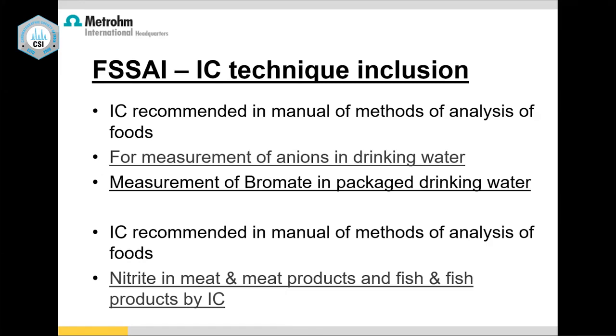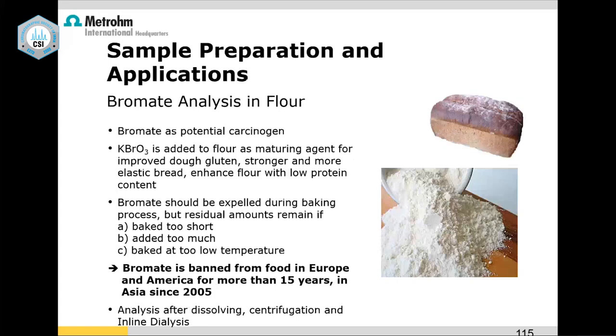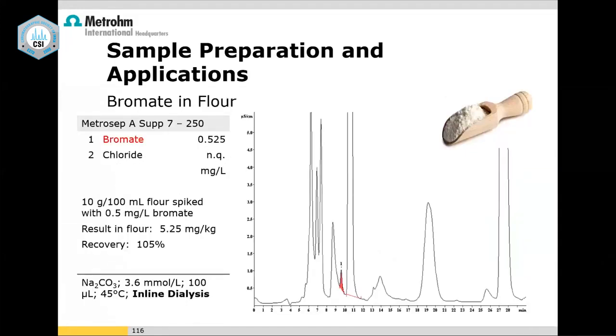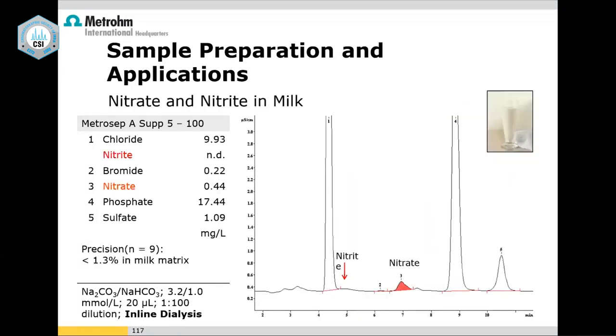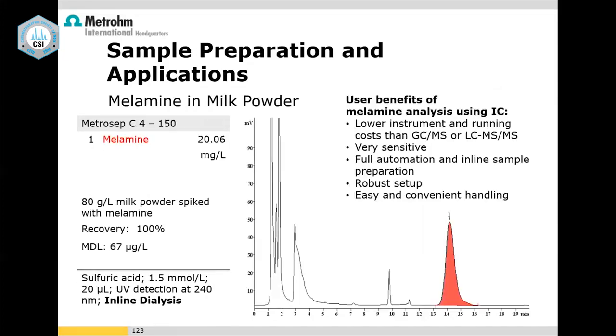They have recommended this bromate analysis in flour. They actually add it to make the dough gluten stronger and more elastic. If it is too much, we can always monitor in the bread whether bromate is present or not. Similarly, nitrite and nitrate in milk, then melamine in milk powder. We have seen that normally, to improve the nitrogen content, which reflects the protein content, they fake it with the addition of melamine.